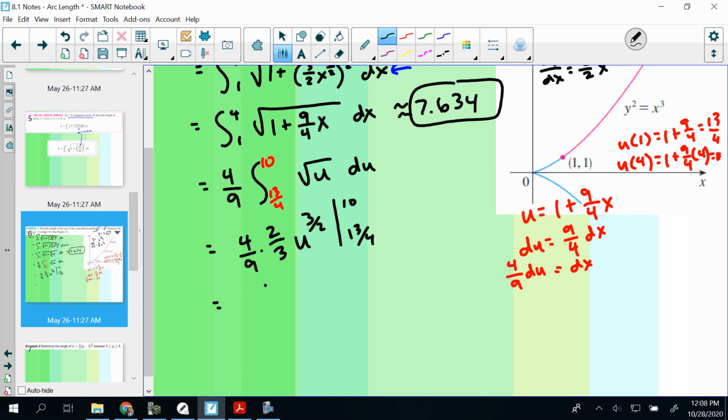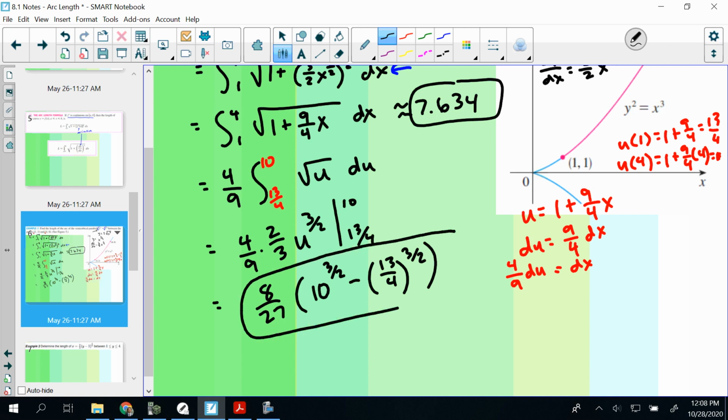Simplifying here, that would be 8/27, and then we'd have 10 to the 3/2 power minus 13/4 to the 3/2 power. And that would be the exact answer here. If you type that in the calculator, it should give you the same value that we got up there.